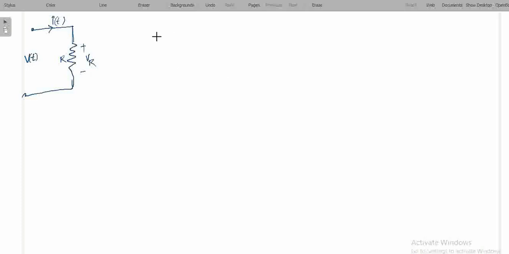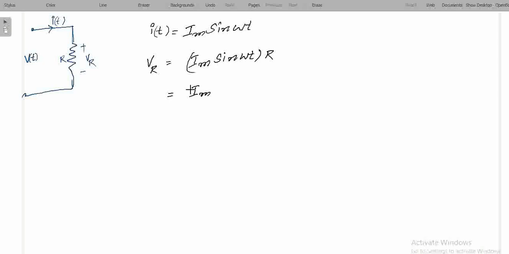For example, consider I of t is equal to Im into sin omega t, then VR, that is voltage across the resistor, is current flowing through it multiplied with R. So Im into sin omega t multiplied with resistance, which gives you Im into R sin omega t. This is your equation number 1, this is your equation number 2.